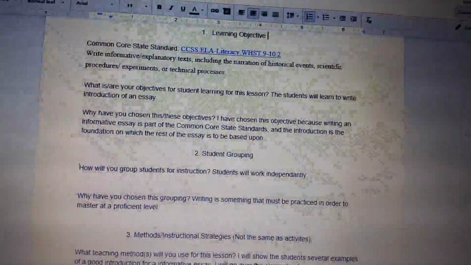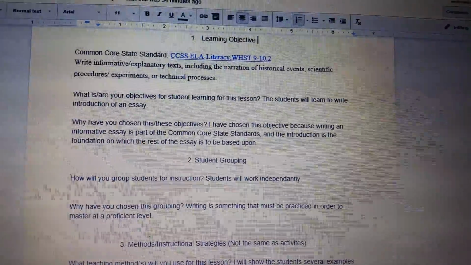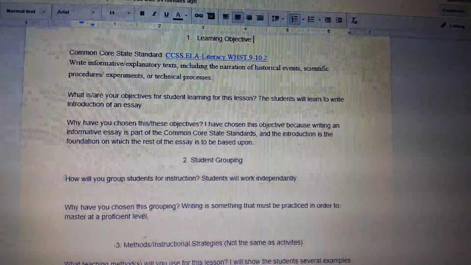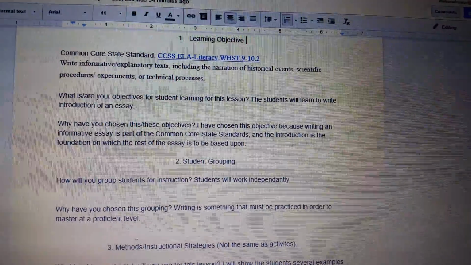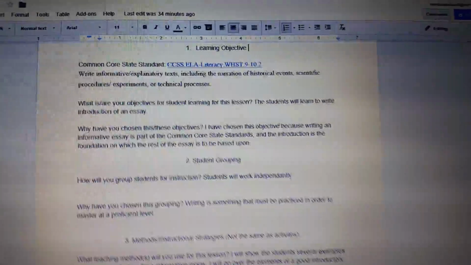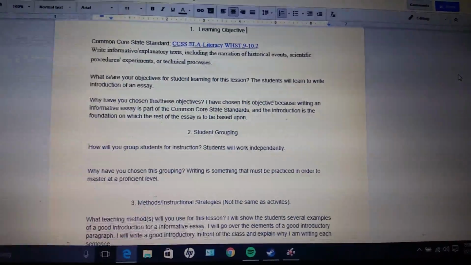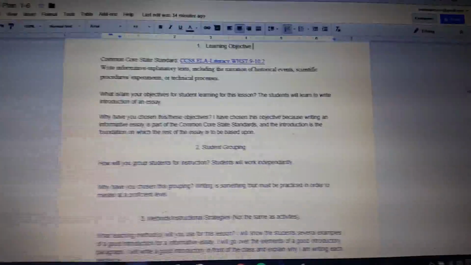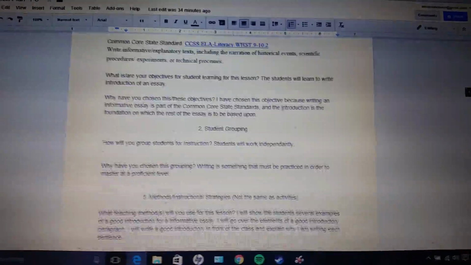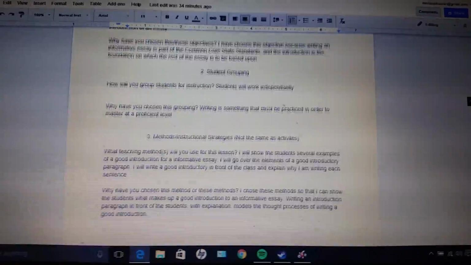Why have I chosen this objective? I have chosen this objective because writing an informative essay is part of the Common Core State Standards, and the introduction is the foundation on which the rest of the essay will be based upon. So it's very important.